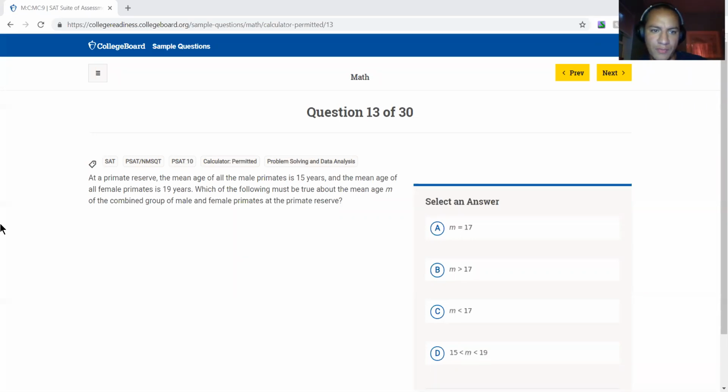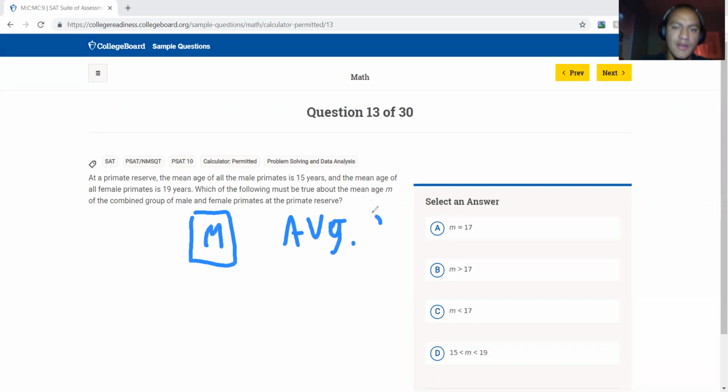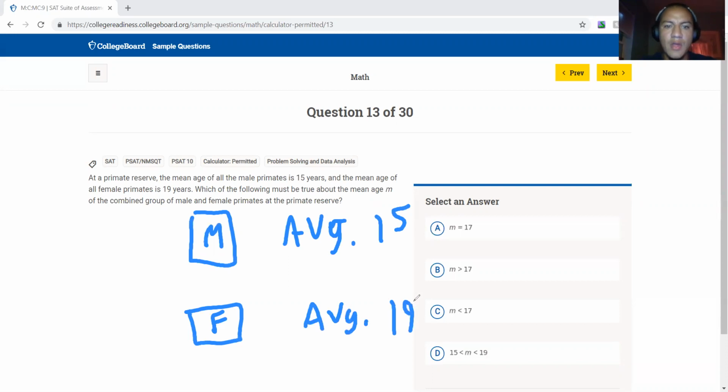At a primate reserve, the mean age of all the male primates is 15 years. So we have a group of male primates. Average is 15. And then the mean age of all female primates is 19. Which of the following must be true about the mean age M of the combined group of male and female primates at the primate reserve? So basically, if you combine the males and females, you'll get a new average.